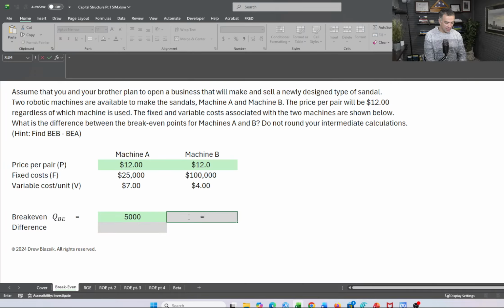So we'll do the same thing here. We take the fixed costs and divide it by, and make sure you bracket it, the difference between the price and the variable cost. That's what you're making per unit. And that'd be 12,500. And then what we want to do is show the difference between these.